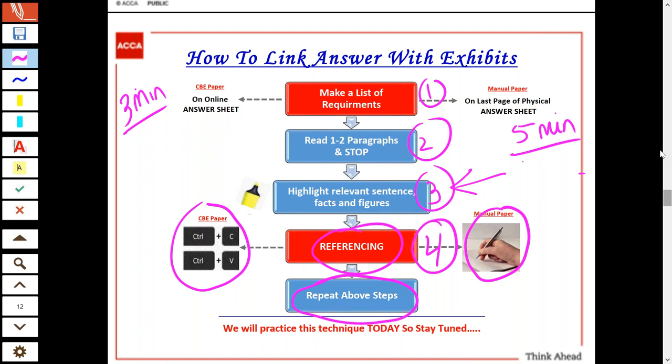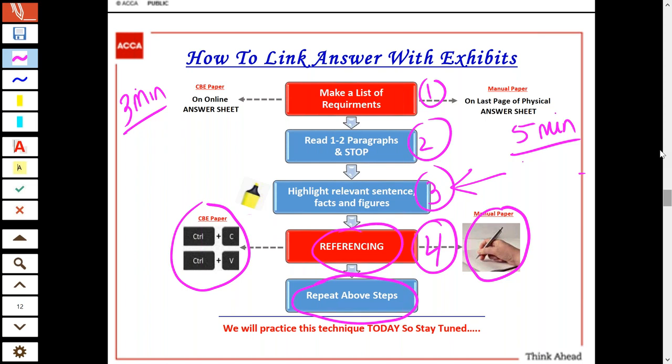Those using CBE, do we need to copy all the requirements? Obviously, yes. How can you copy half the requirements? What kind of stupid question was that? I was not allowed to use highlighter in March exam. That is very, very strange. And I think you should take it up with the ACCA office. Were you given a manual paper? Because I have confirmation that highlighter is allowed.